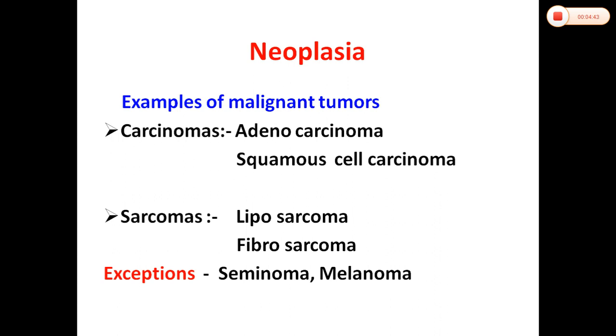Examples of malignant tumors. Examples of carcinoma are adenocarcinoma and squamous cell carcinoma, and examples of sarcomas are liposarcoma and fibrosarcoma. Usually malignant tumors will end as carcinoma and sarcoma, with few exceptions. For example, the malignant tumor of testis is called seminoma, and the malignant tumor of skin derived from the melanocytes is called melanoma.